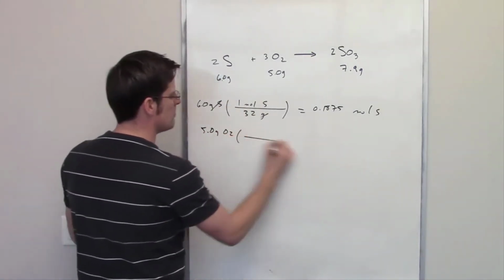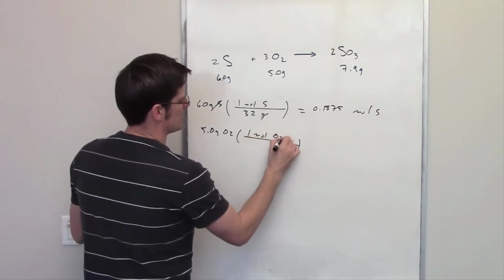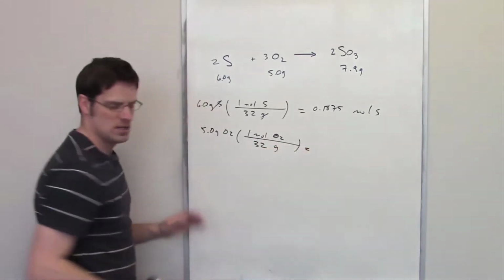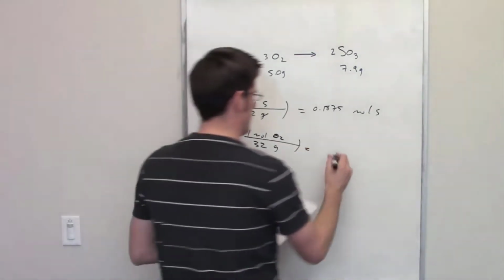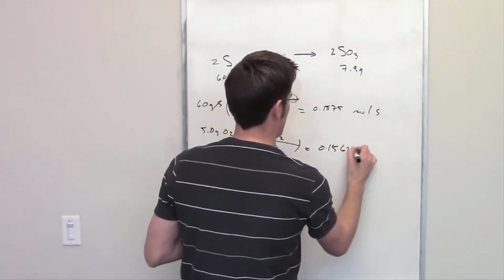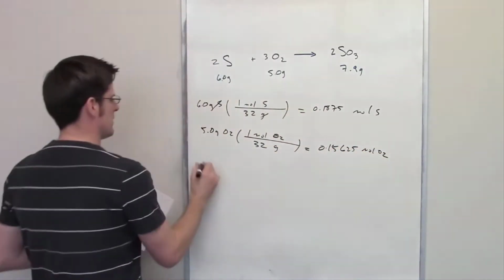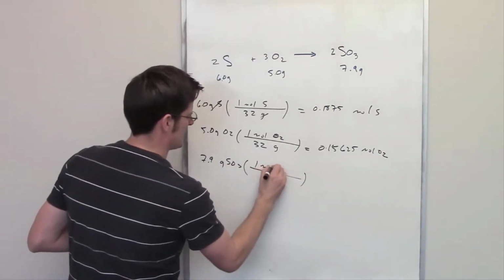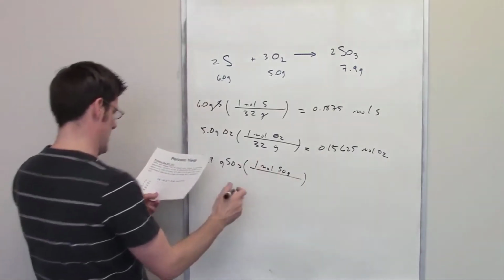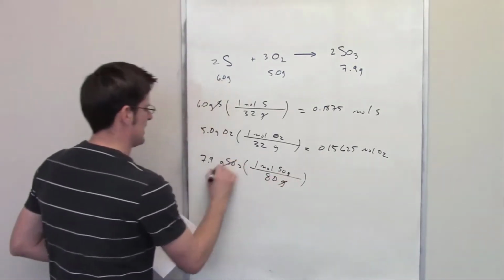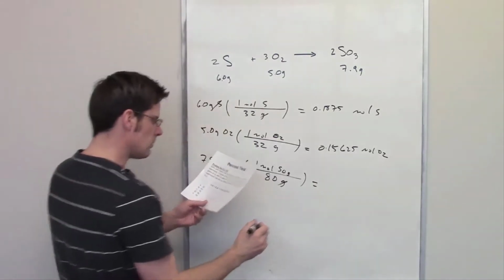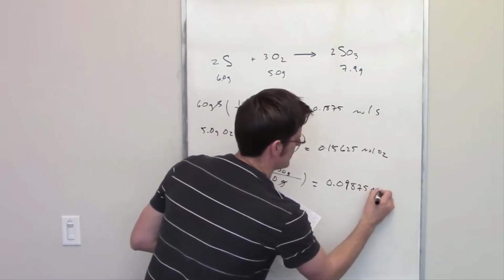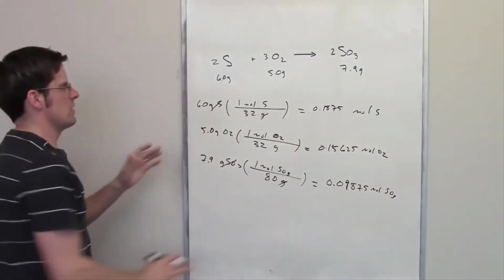Now, keep in mind that 1 molecule of O2 actually has 2 different oxygen atoms, each of which weighs 16, so it also weighs 32 grams. So the total number of moles of O2 that we end up with is 0.15625 moles of O2. And then I've got 7.9 grams of SO3. 1 mole of SO3 weighs 80 grams. My grams cancel each other out, and I end up with 0.09875 moles of SO3. So I've now converted everything to moles.